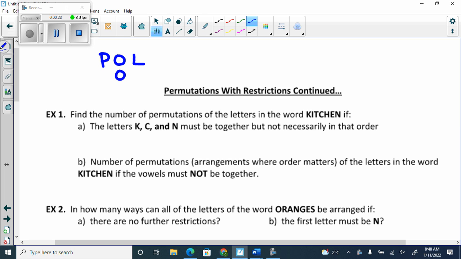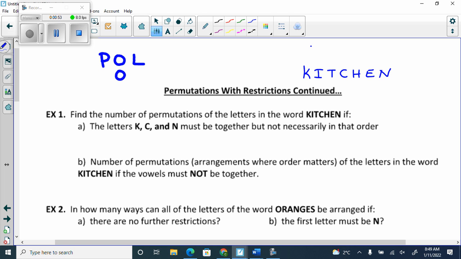And the reason why I would do that is just so that I know that there's repetitions. Because you have to do something different if there's repetitions. Okay? So if I have the word kitchen, I go K-I-T-C-H-E-N, and I literally just rewrite the word. If I just rewrite the word, that means there's no repetitions. Because if you have repetitions, you're going to have to do something different. Okay? All right. So here it says, find the number of permutations of the letters in the word kitchen.